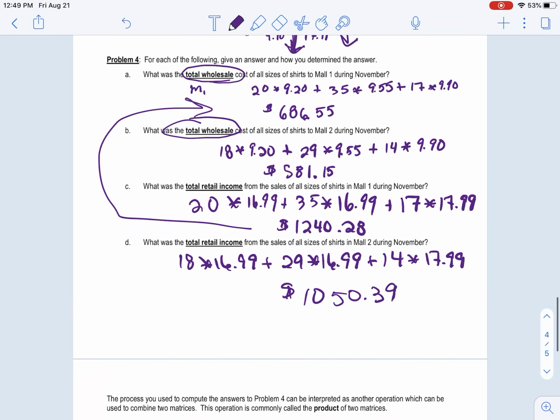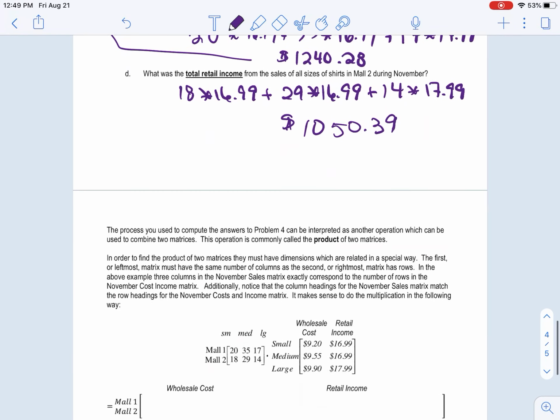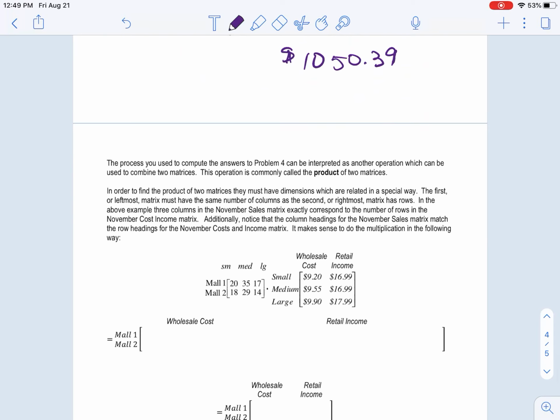You just multiplied two matrices together. Okay? In the end, what we were doing is right here on the next page. The process you used is called matrix multiplication. In order to find the product of two matrices, they must have dimensions which are related in a special way. The first, or the left side matrix, must have the same number of columns. So my columns here have to be the same as the rows in the next matrix.